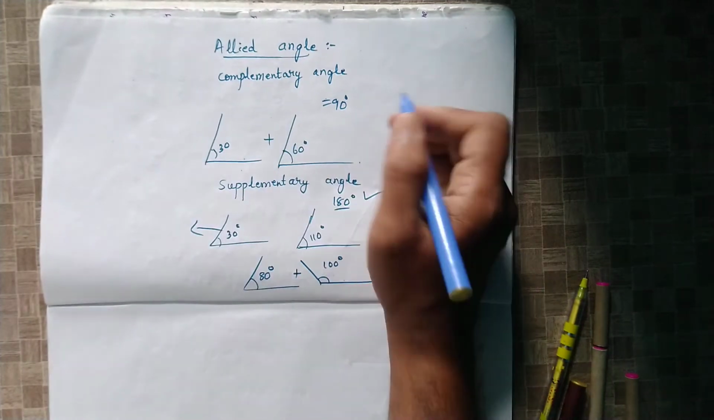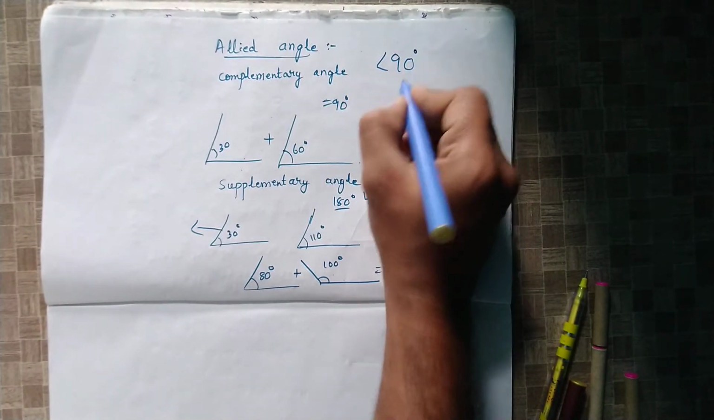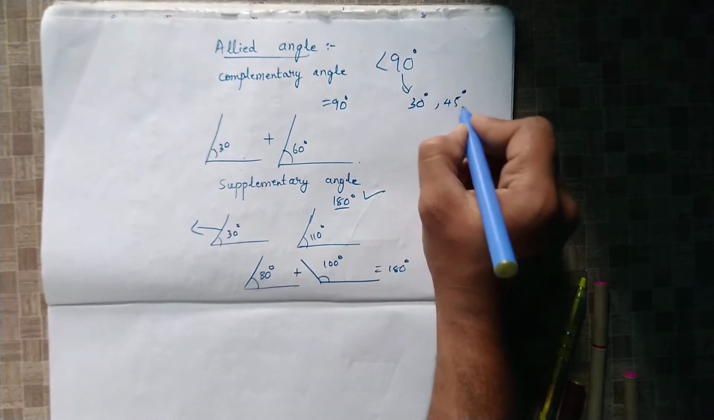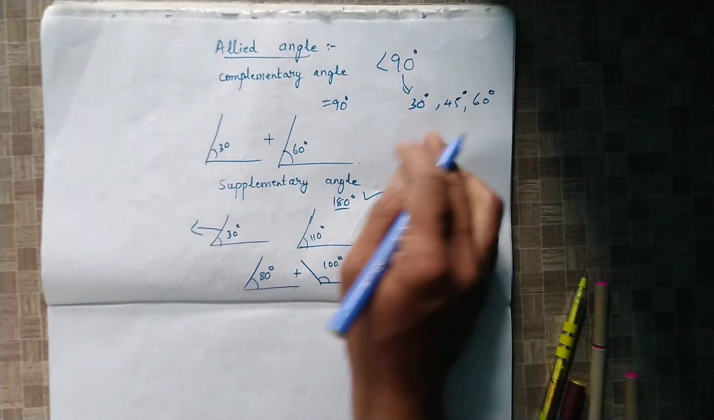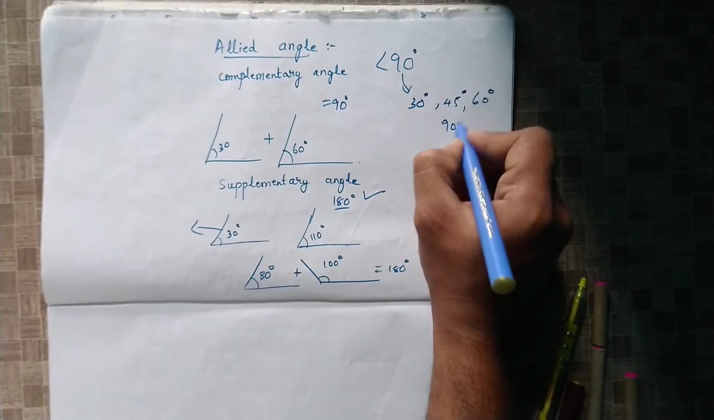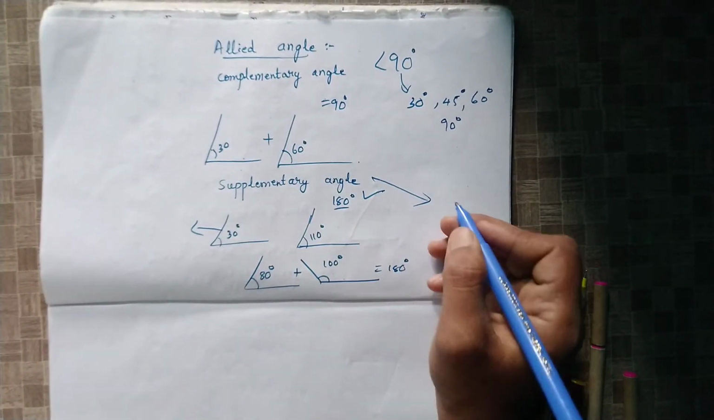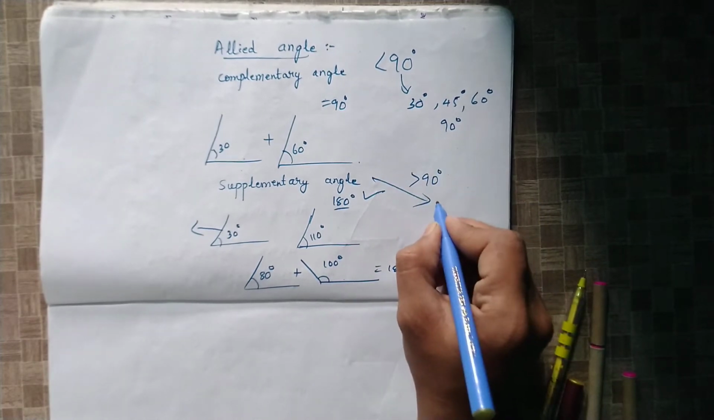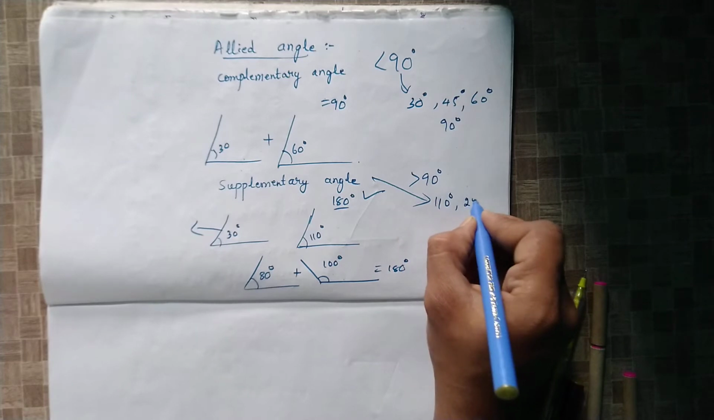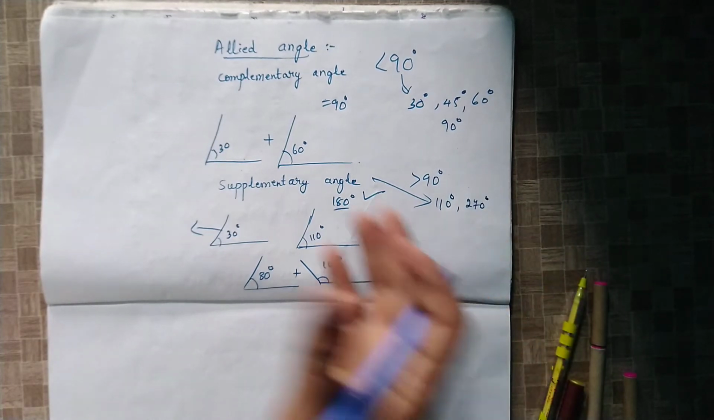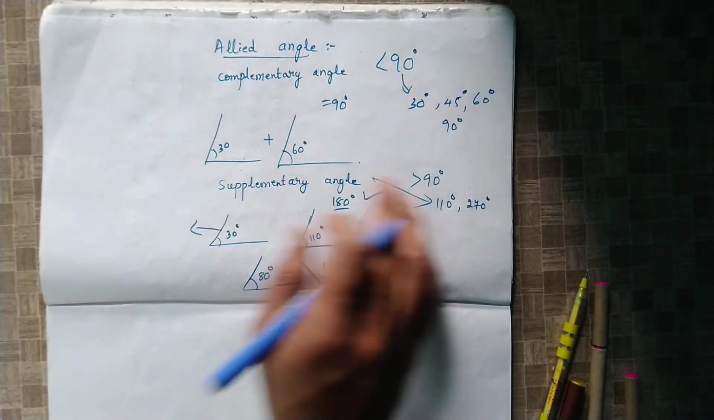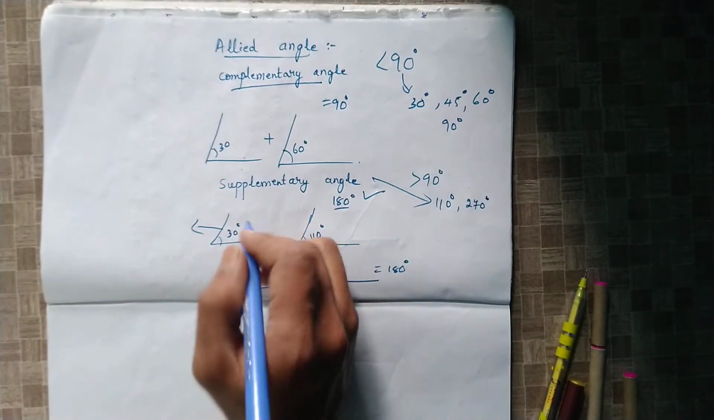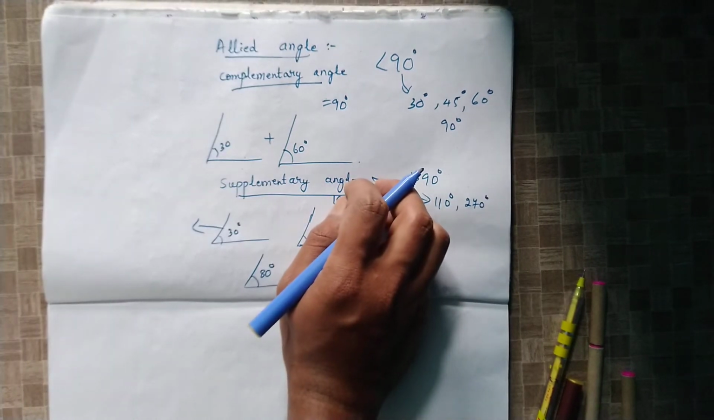The angles which are less than 90 degrees, for example 30 degrees, 45 degrees, 60 degrees, are said to be complementary angles, and the angles whose sum is greater than 90 degrees, for example 110 degrees, 270 degrees, are said to be supplementary angles. Angles less than 90 degrees are complementary angles, angles greater than 90 degrees are supplementary angles.